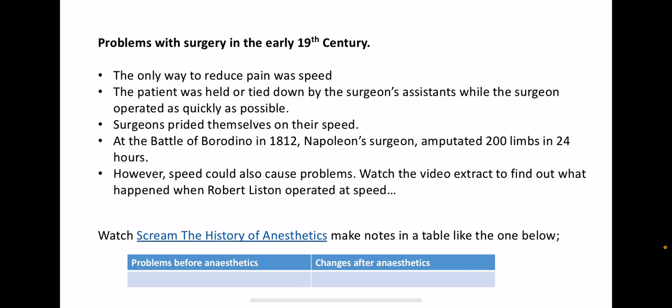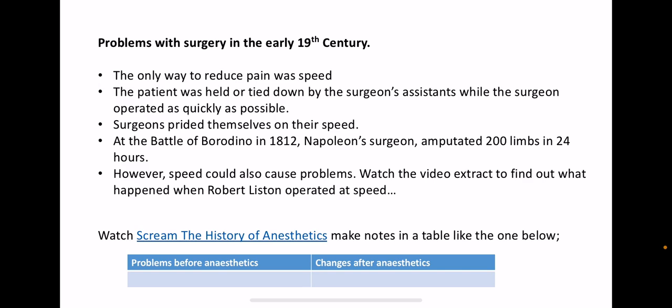Problems with surgery in the early 19th century. The only way to reduce pain was speed. The patient was held or tied down. Again, this is stuff that we've just been talking about. The fact that they cannot perform more intricate surgeries really limits the things that surgeons can actually do and what they can fix.